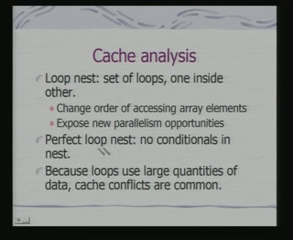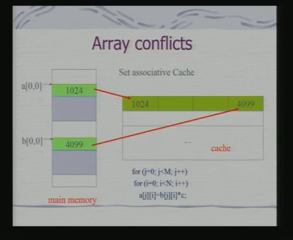And a perfect loop nest will be the one where there are no conditionals in the nest. If there are conditionals, data may not be properly reused. And because loops use large quantities of data, cache conflicts are common. And that is why loop nesting is an important operation for dealing with this cache behavior.